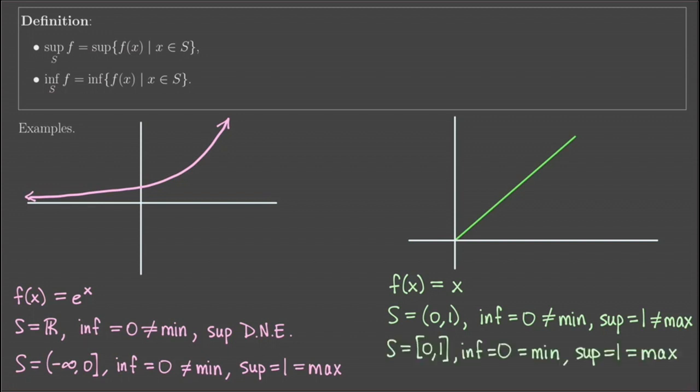On the other hand, if S is the closed interval from 0 to 1, then we both attain the infimum and the supremum of that set. So now you can say the infimum of 0 is actually the minimum, and the supremum of 1 is actually the maximum.